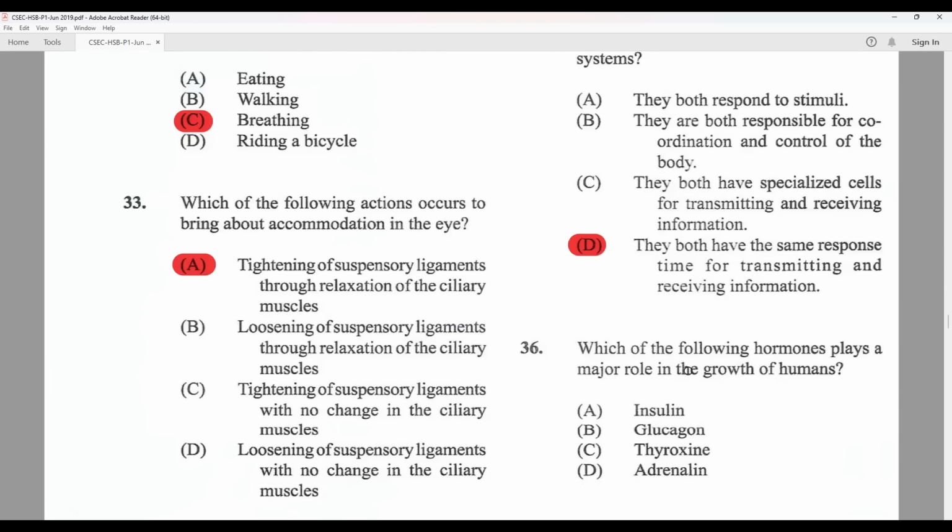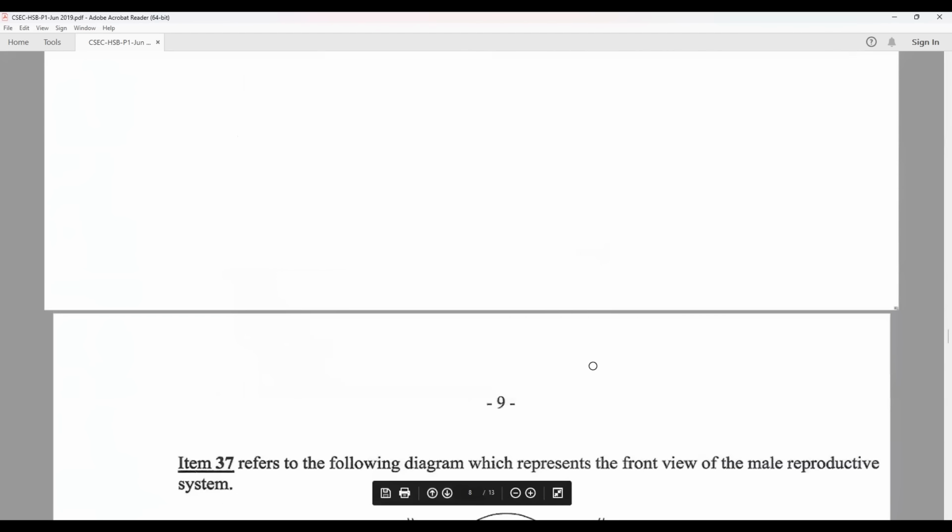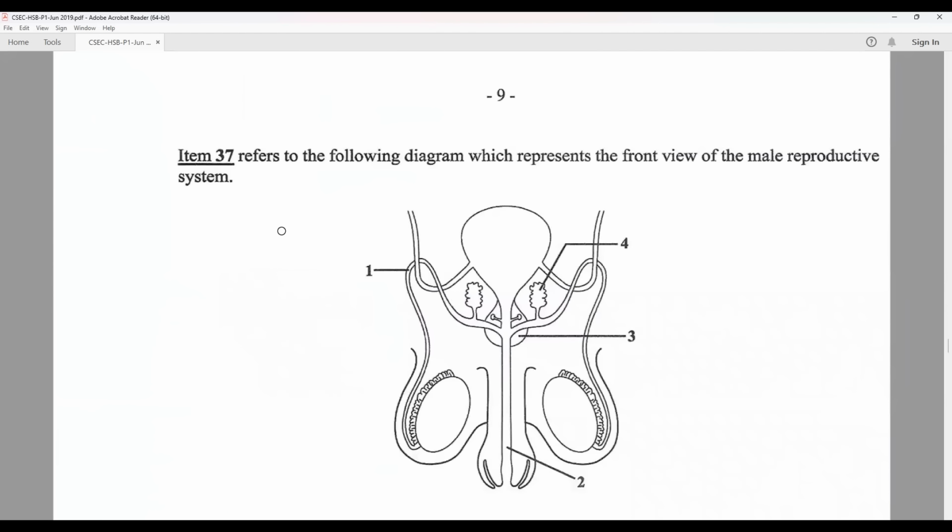Which of the following hormones plays a major role in the growth of humans? We are talking about the thyroid gland, so we're looking at thyroxine. C. 37 means we are just about to complete homeostasis or excretion and homeostasis.